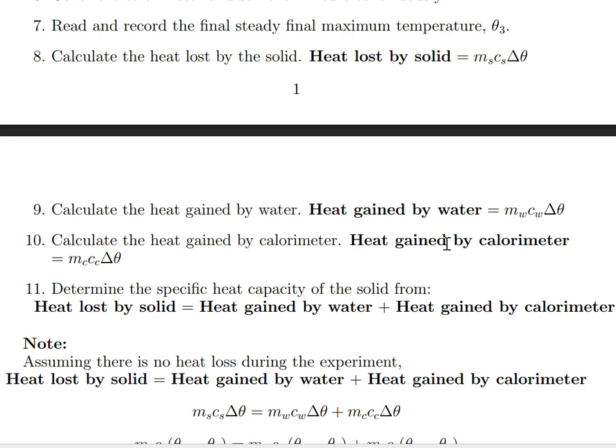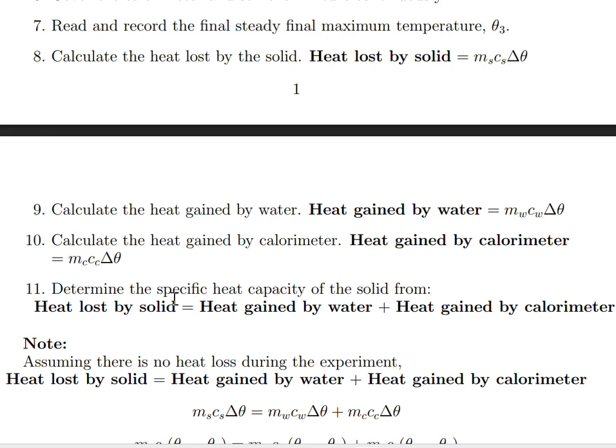So the heat that has been gained by the calorimeter would be the mass of the calorimeter times its specific heat capacity times the temperature difference, which is going to be the final temperature of the mixture, θ3, minus the initial temperature of water and the calorimeter, which was θ1.